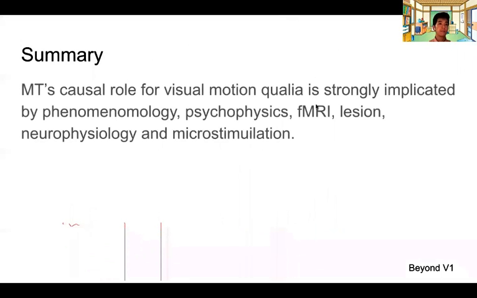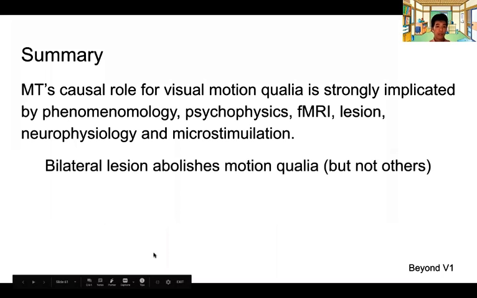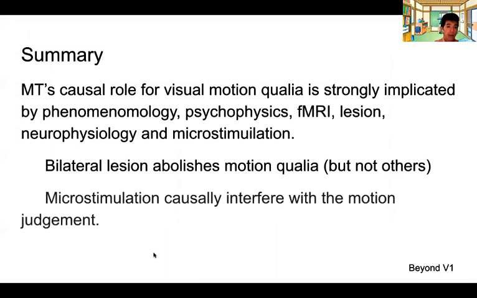So in summary, MT's causal role for the visual motion qualia is strongly implicated by the phenomenology and psychophysics and the fMRI and the lesion and the neurophysiology and microstimulation. It's very compelling. And bilateral lesion abolishes motion qualia. This is very important. And also microstimulation causally interferes with the motion. So these two things are some of the most compelling evidence.